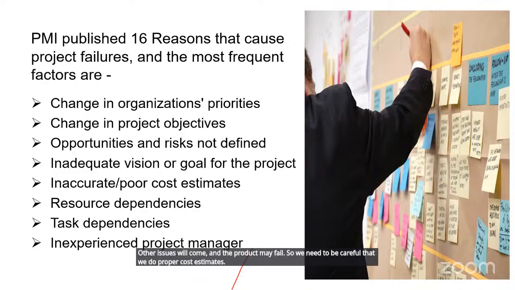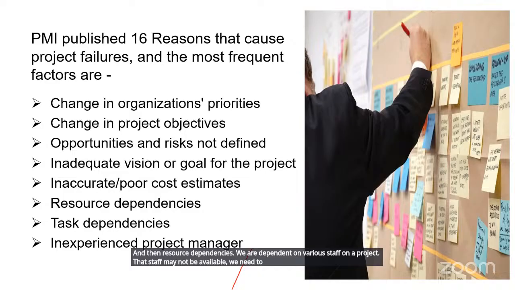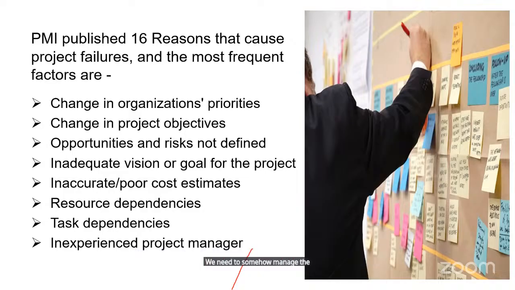And then resource dependencies. We are dependent on various staff for the project. That staff may not be available. We need to get some other person. We need to somehow manage the project. All these things create problem for the project and it may lead to failure.